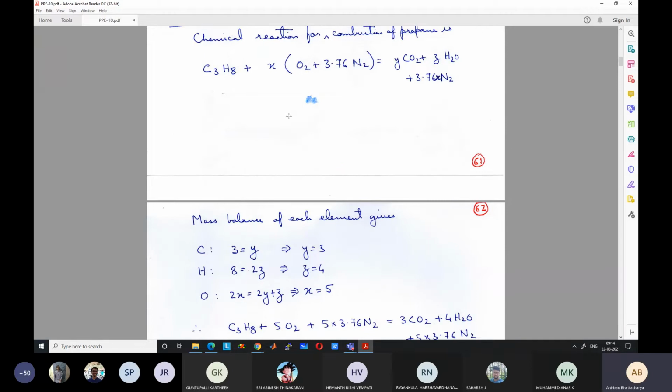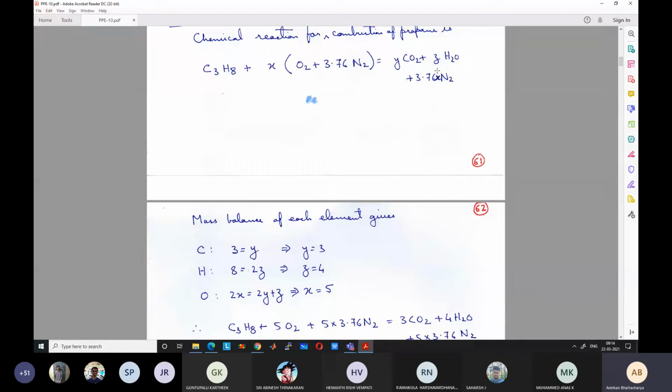So again, very simple, just by comparing the number of moles on each side, we can find out the value of X, Y, and Z. For example, we have 3 carbon atoms, so Y has to be 3, by equating the number of atoms, or mass balance, of each element. So mass balance of carbon gives that Y is equal to 3.